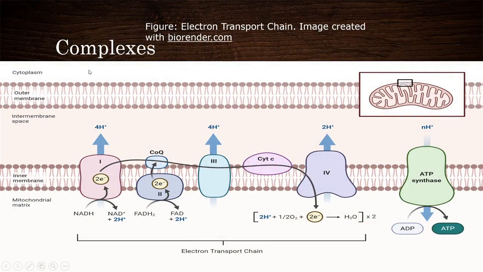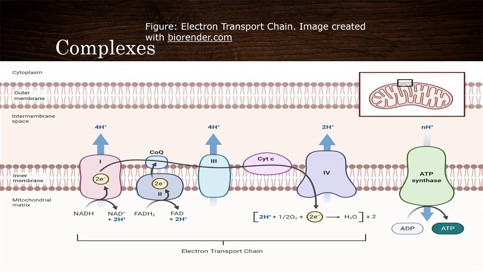Okay. So you can see in this process several complexes are involved. This is complex 1, complex 2, complex 3, complex 4, and this is complex 5, also named ATP synthase. It makes ATP by the use of protons. Okay, so now I will talk about the name of each complex.